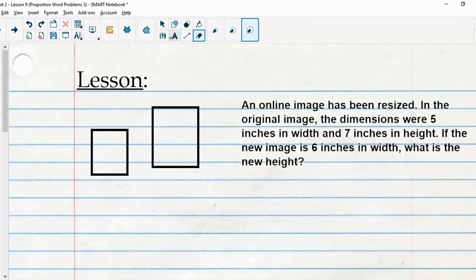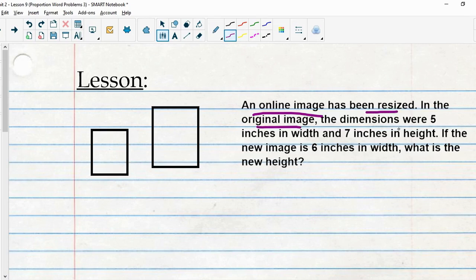Okay, let's try one of these together, because the questions aren't hard. Let's see. An original online image has been resized. In the original image, the dimensions were 5 inches in width. So let's say this is the original.